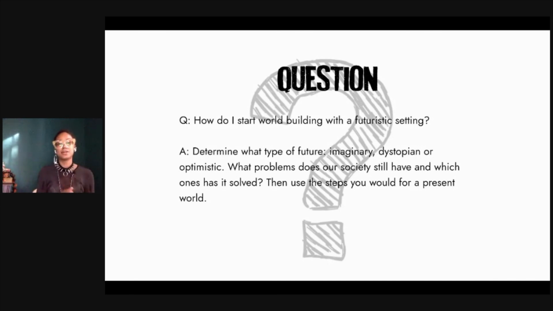That being said, the way I would answer it is to determine what type of future, imaginary, dystopian, or optimistic, what problems does our society still have and which ones has it solved. Then use the steps you would for a present world. So you do want to know, are we still at war with each other, right? That's huge. That will affect the way your world is. That'll affect the way your characters act. Does war still exist, or is everyone at war with each other all the time?